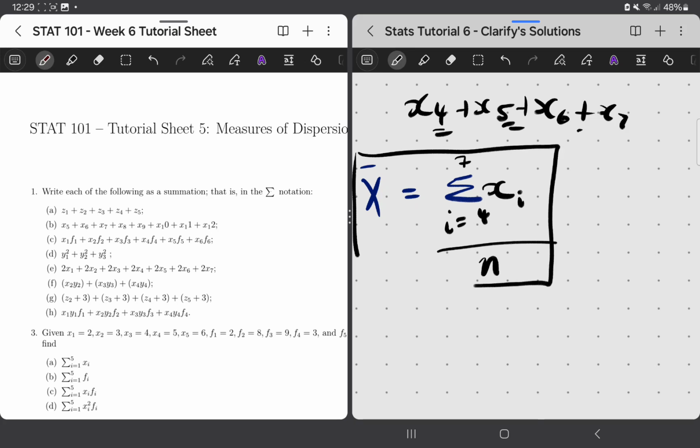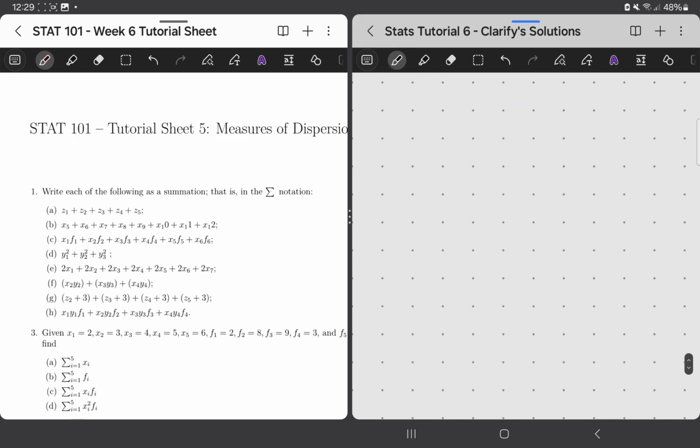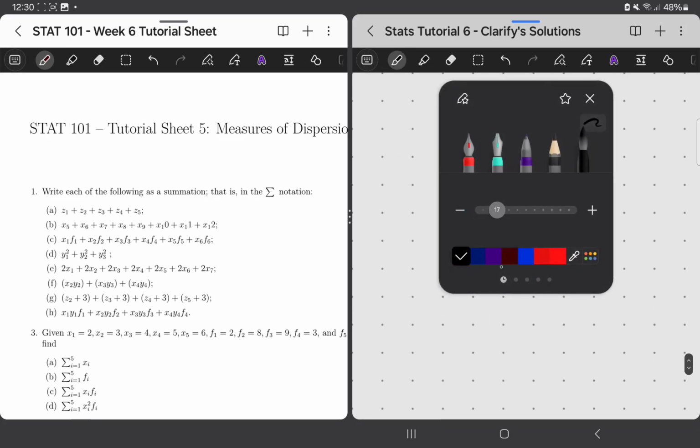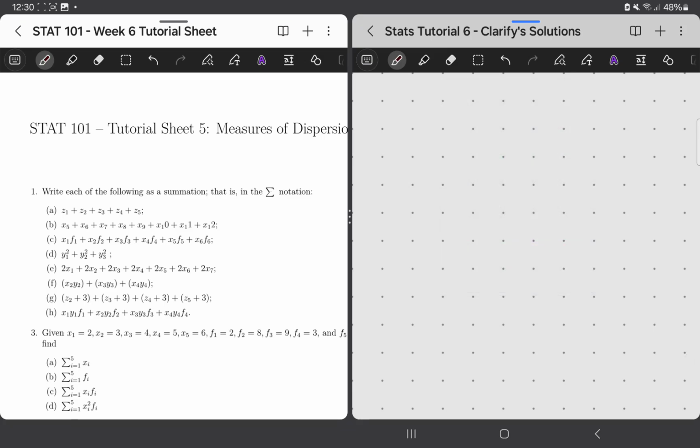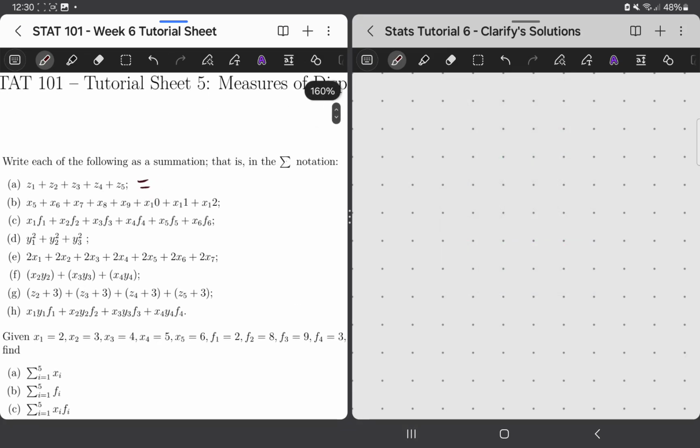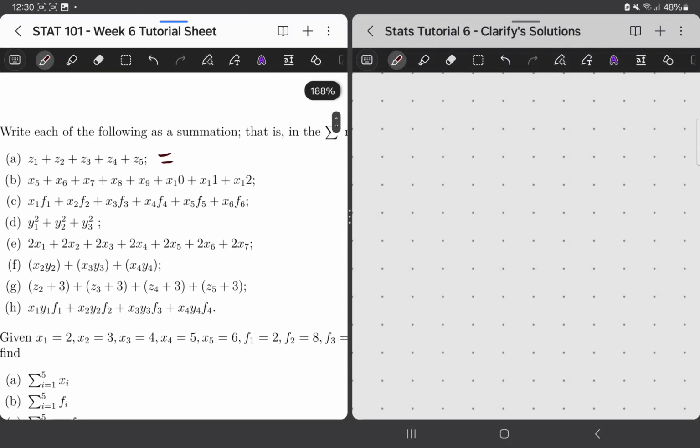Now let's go through the questions and let's see how we can do it. So here we can start with part A. I'm going to write on this side because for this one, it's for me to copy all this and put it on the other side. This is Z1 plus Z2 plus Z3 plus Z4. What is this? It's just going to be the sum of Z. And since Z is increasing on 1, 2, 3, 4, it's the one we put i. Then it's from 1 up to 5. So we say where i is from 1 all the way up to 5.